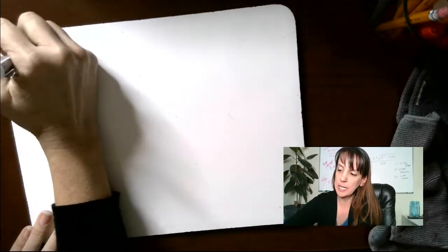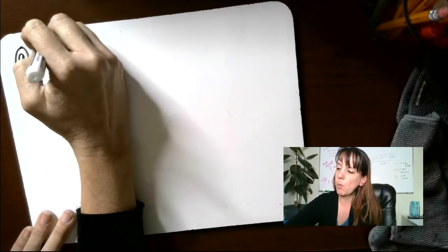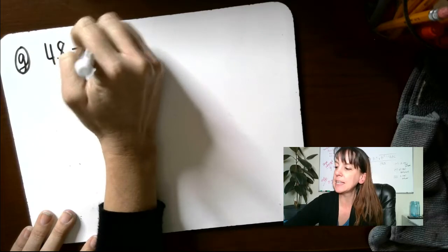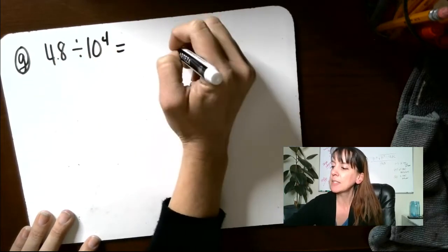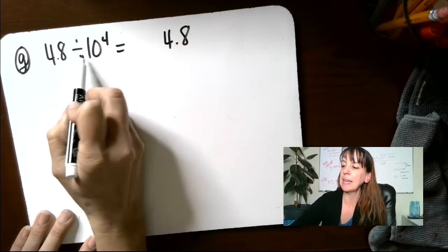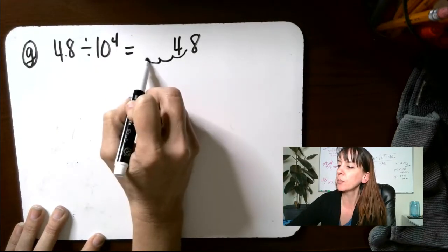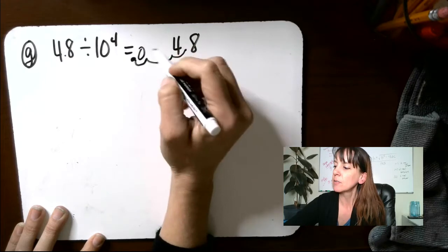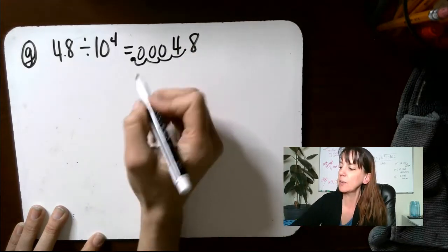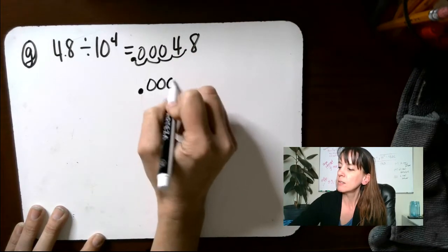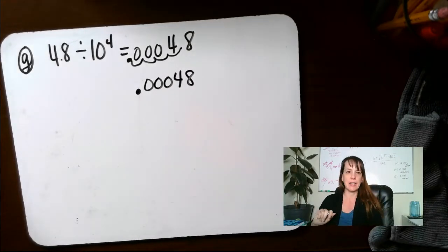Let's do G. We have 4.8 divided by 10 to the fourth. That means we're going to start with 4.8 and we're making it smaller because we're dividing. And we're going to go over 1, 2, 3, 4, put a decimal, throw in some placeholder zeros there. So we end up with 0.00048, just like that.